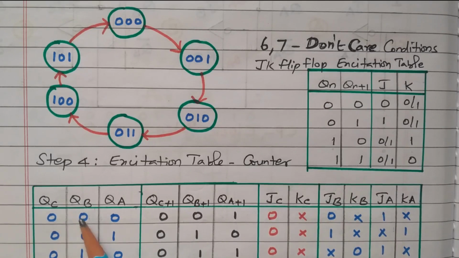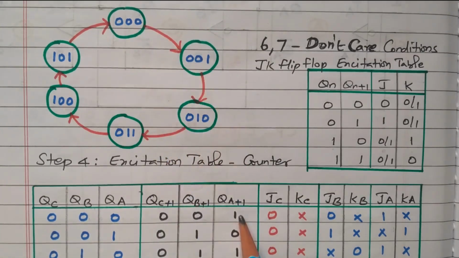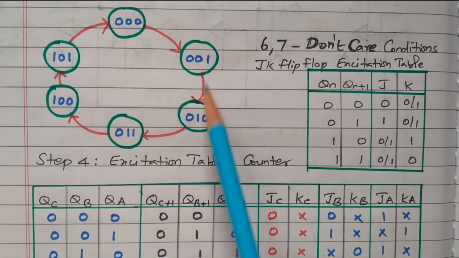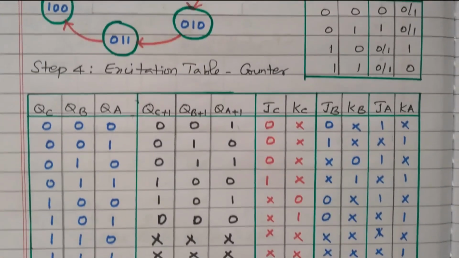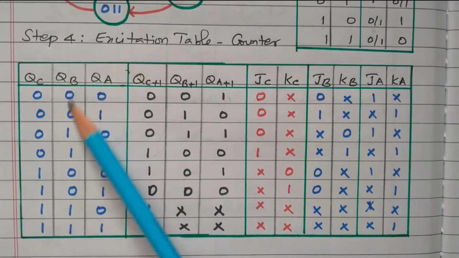So first is 000, which changes to 001, right. The current state is 000, it will change to 001, right. Second is 001, which changes to 010, like that we need to write, right. Current state, next state from the diagram: 000 to 001, 001 to 010, right, like that we need to write. So that is very simple. The first column we can write as it is, all 8 combinations.